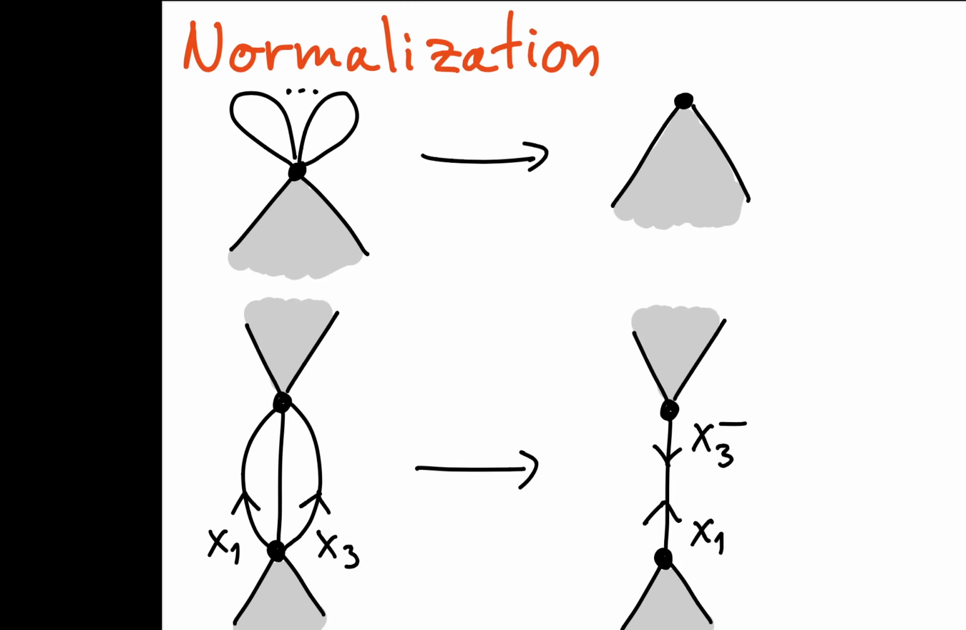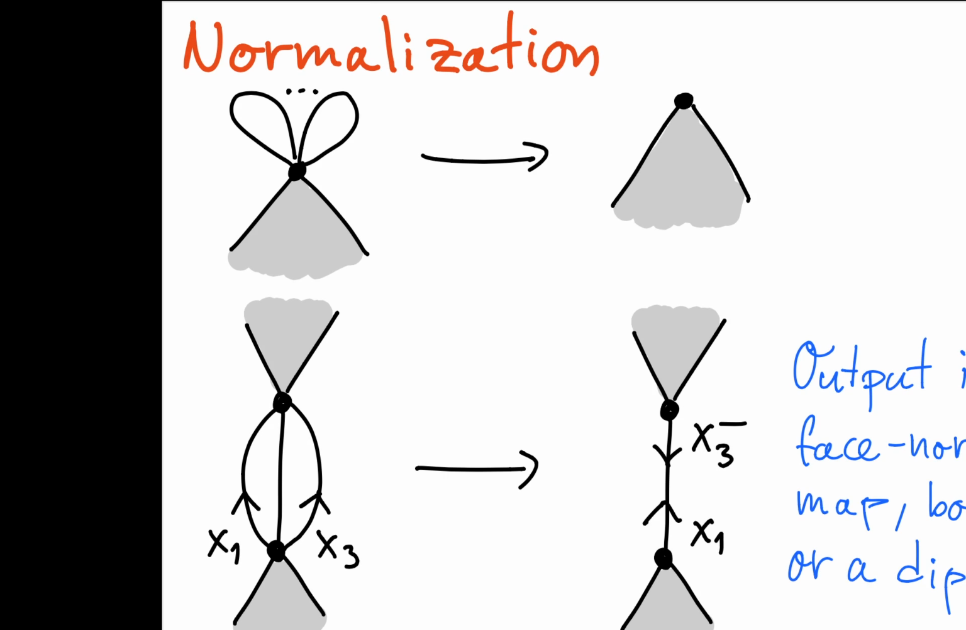So the first reduction is to get rid of loops and multiple edges. So this is the top priority reduction, and the point of this reduction is to get a face normal map, which means without loops and dipoles. And the motivation is that then we can apply Euler's theorem to get a bound on the minimum degree. For example, for sphere, it is 5.